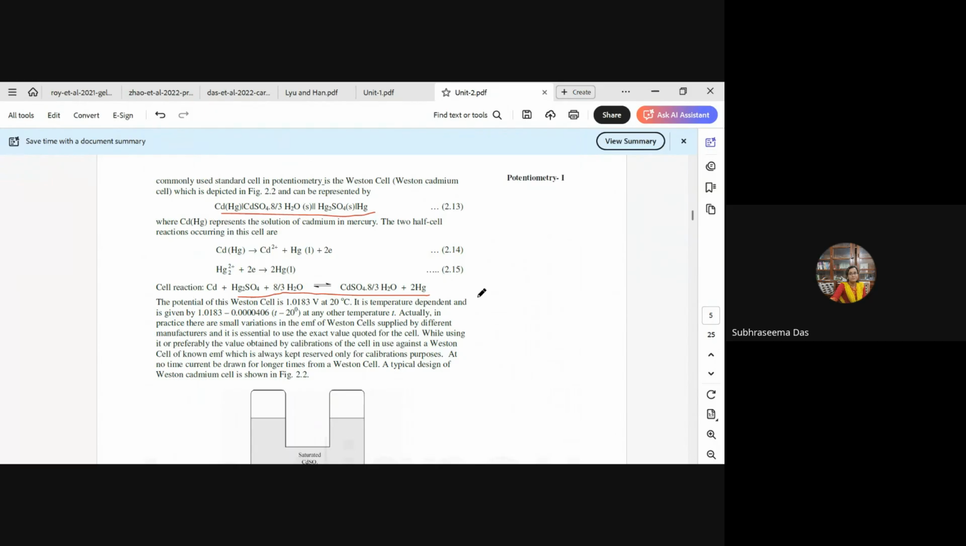The potential of this Weston cell is 1.0183 volt at 20 degrees centigrade. This is highly dependent on temperature. In actual practice there are very small variations in the EMF of Weston cells supplied by different manufacturers, and it is essential to use the exact value quoted by the manufacturer. A Weston cell of known EMF is always kept reserved for calibration purposes, so before using this, calibration is needed. At no time can current be drawn for longer times from a Weston cell.